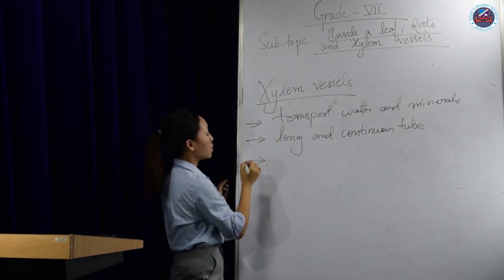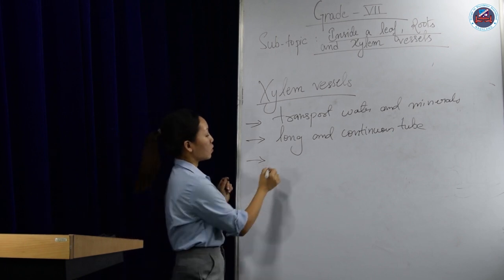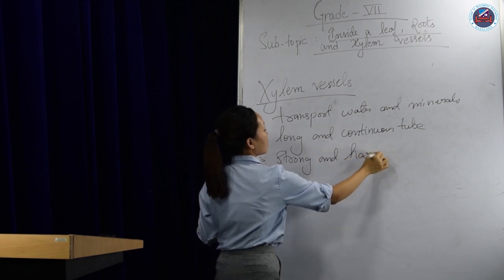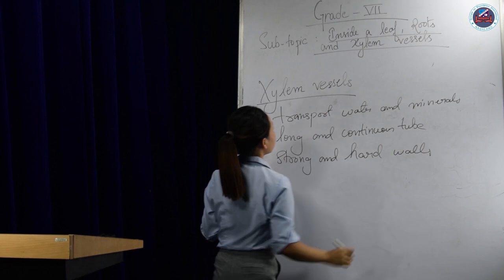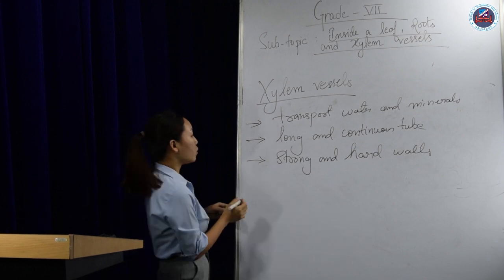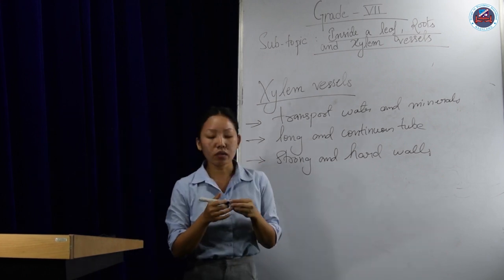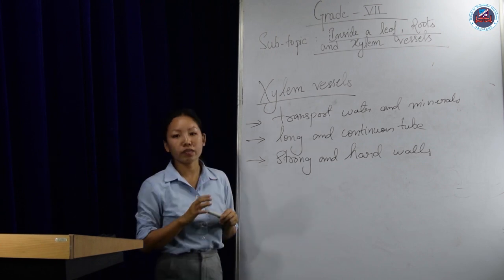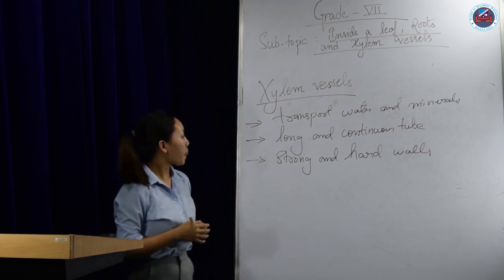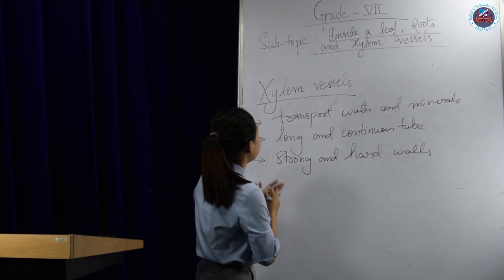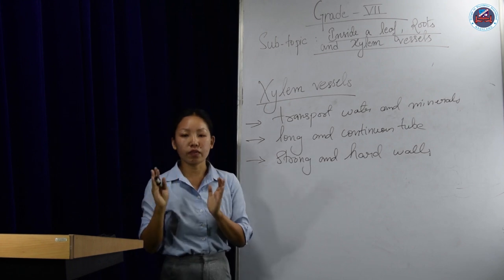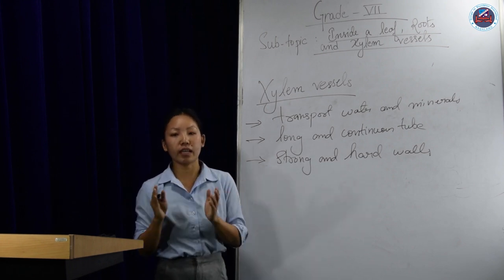It also contains strong and hard walls. That means the walls of xylem vessels are very strong and hard. So in that way, these xylem vessels not only transport water and minerals to different parts of the leaf, but it also provides support to the leaf, to the plant. The position of xylem vessels differs according to the different parts of a plant, like leaf, stem, and root.